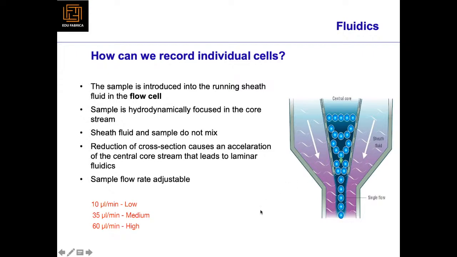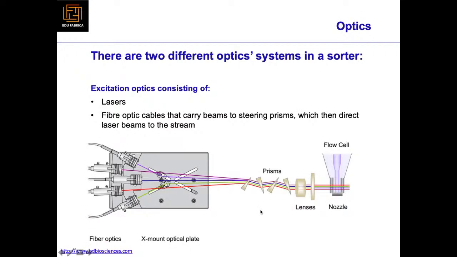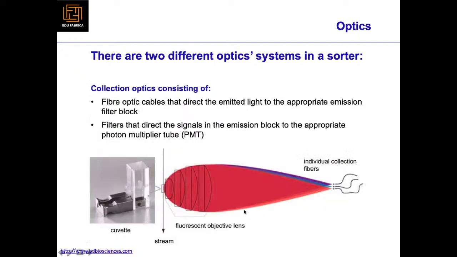Then there are two types of different optic systems in a sorter. That is lasers, with fiber optic cables that carry beams to steering prisms, which then direct laser beams to the stream. So here we can see that various beams are being used, and through the prisms they go, and in the nozzles they go straight and give very nice, fine laser beams.